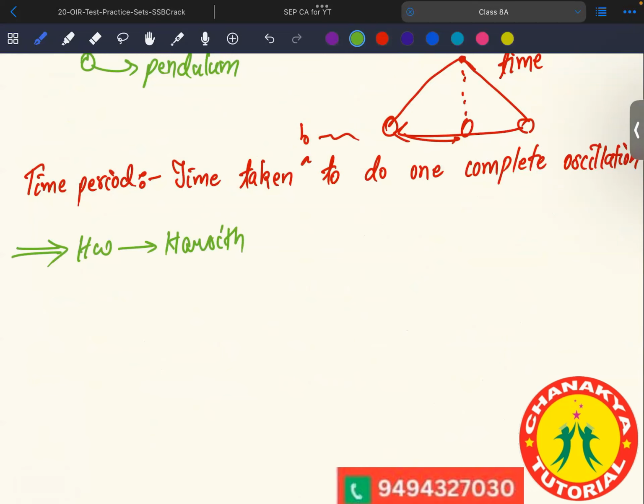Is this spelling correct? Yes, sir. Sorry. Harshit, to revise sound. So that way I will remember too.